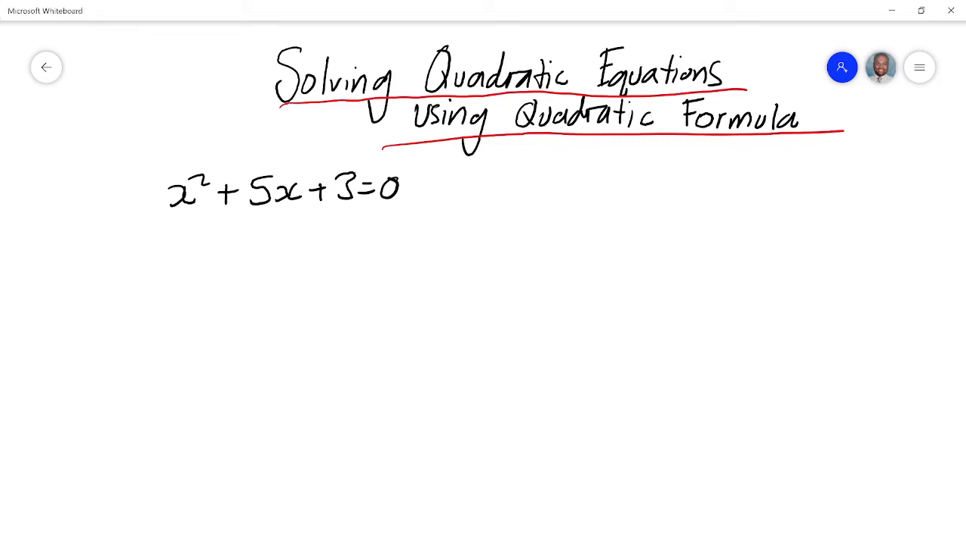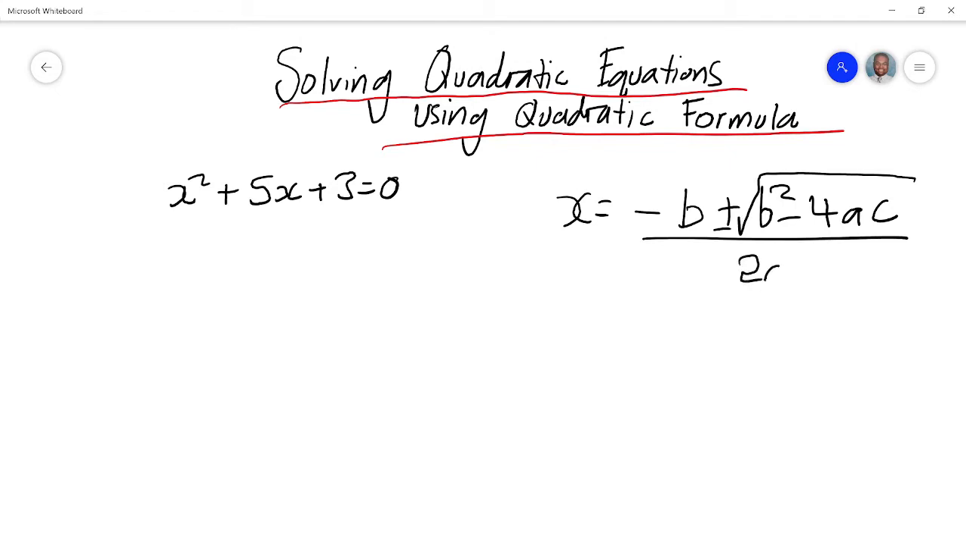Hi guys, in this episode of the series, we're going to be solving quadratic equations using the quadratic formula. Now, if you looked at my previous video, we looked at the quadratic formula, all right? And going back to how we derived it, we know very well the quadratic formula to work out x is x is equal to negative b plus or minus the square root of b squared minus 4ac, over 2a. So that's the quadratic formula.